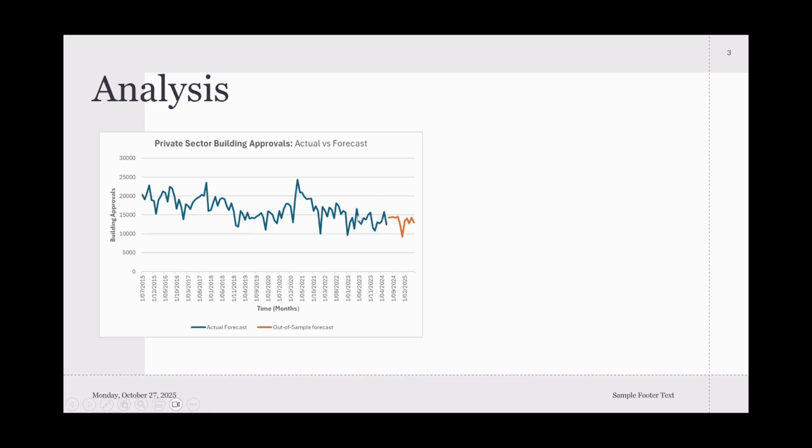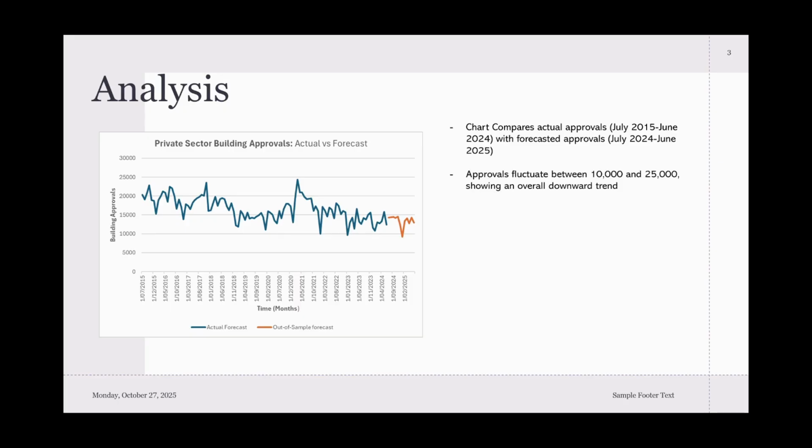This is the output graph here, and as you can see here, the chart compares actual private sector building approvals from 2015 to 2024 with my model's forecast, the out of sample forecast from June 2024 to July 2025. So the orange line is the out of sample, the blue line is the actual forecast. We can see that approvals fluctuate between roughly 10 to 25,000, but overall the trend is gradually declining over time. There's a clear seasonal pattern.